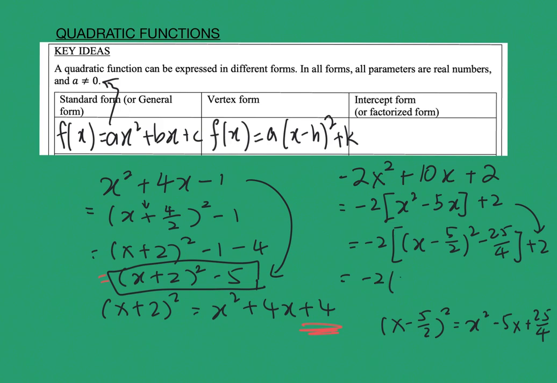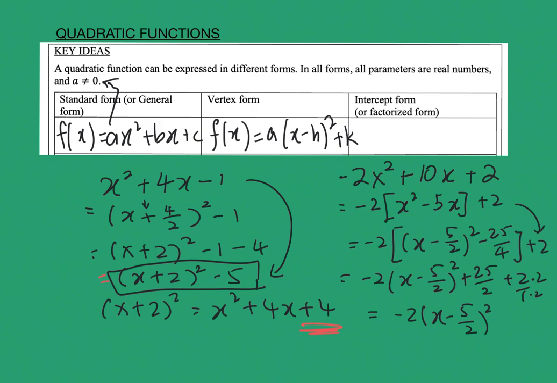And the next part, I will multiply negative 2 to every term. So negative 2 times x minus 5 over 2 squared. And then I will multiply negative 2 by negative 25 over 4, so I get plus 25 over 2 plus 2. Now I can combine the constants at the back, so it's negative 2 times x minus 5 over 2 squared, plus 29 over 2. So this is the vertex form.